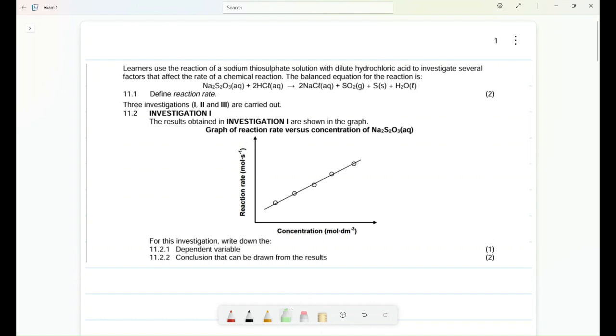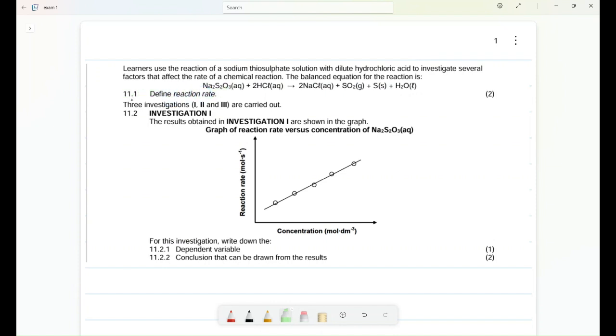Learners use the reaction of a sodium thiosulfate solution with dilute hydrochloric acid to investigate several factors that affect the rate of a chemical reaction. The balanced equation is given as that, right? Okay, cool.